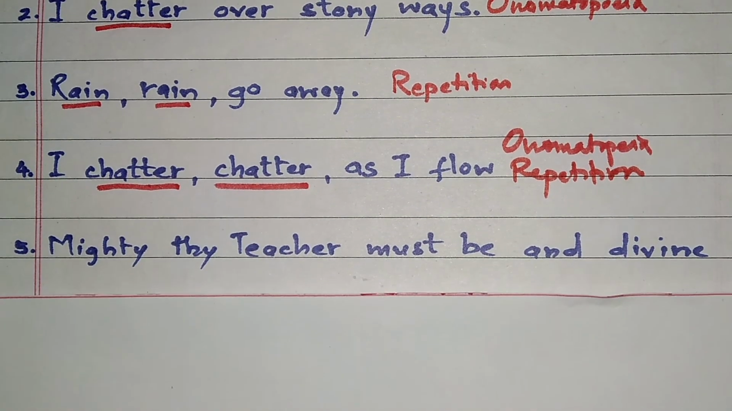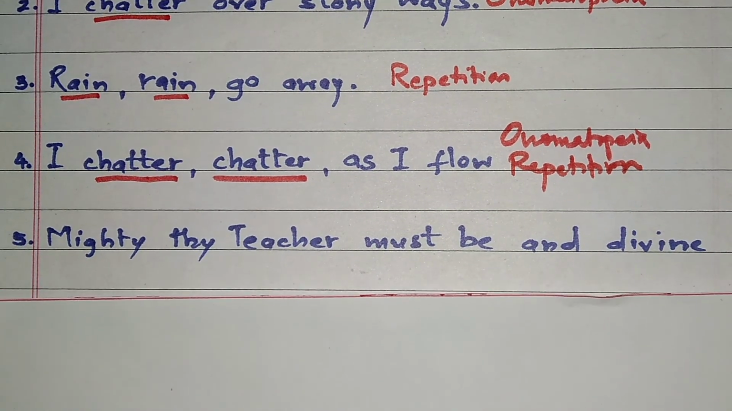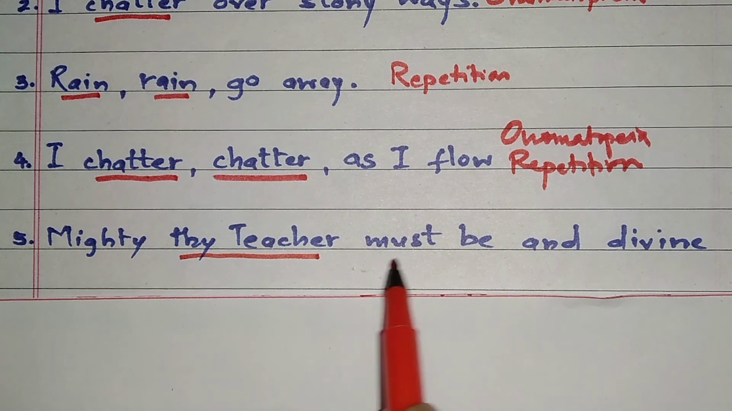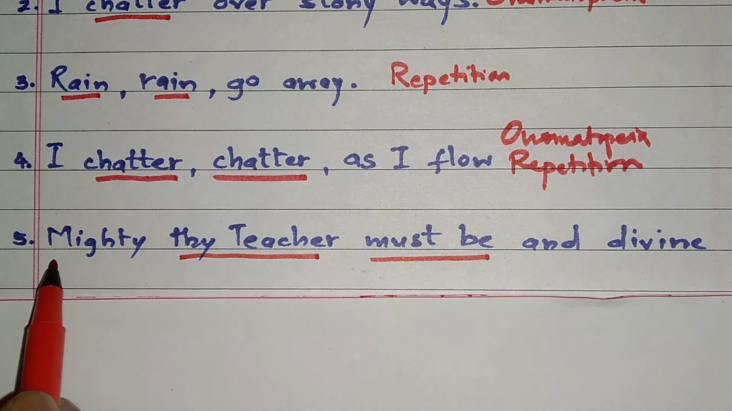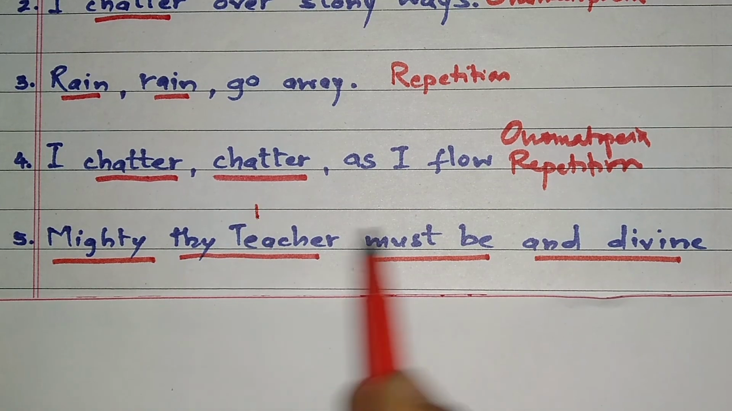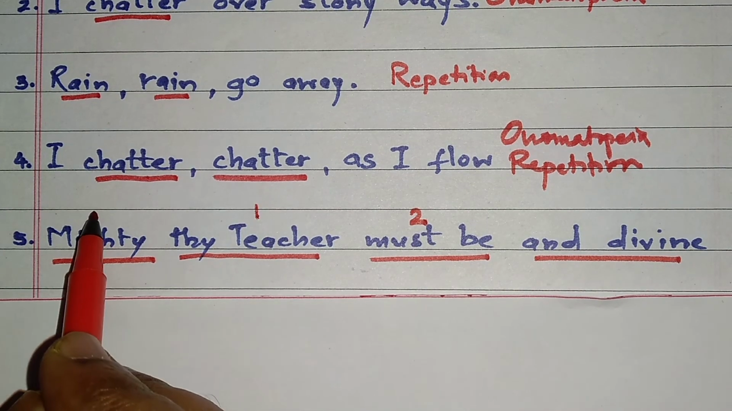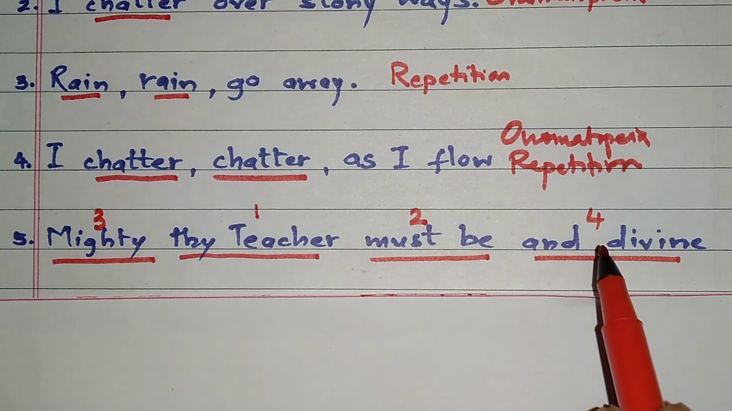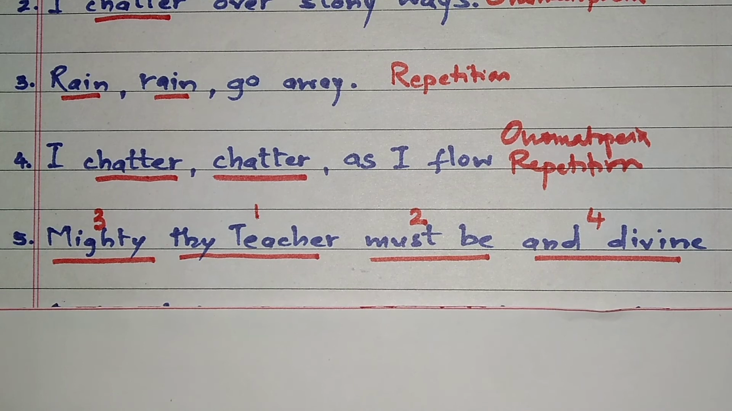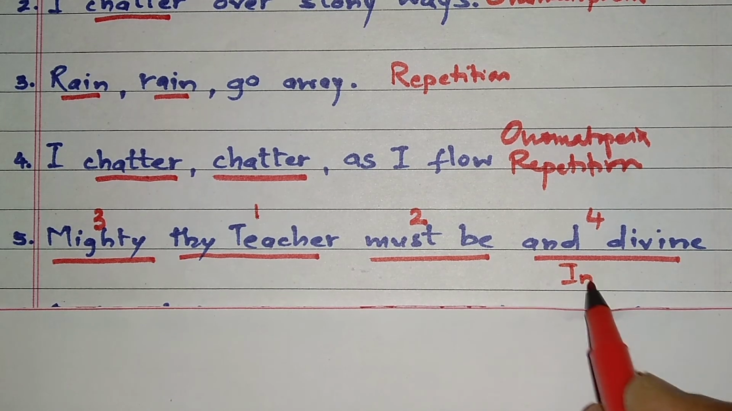Next, mighty thy teacher must be and divine. The words are not in correct prose order. The correct prose order should be thy teacher must be mighty and divine. Yes, you guessed it right. The figure of speech over here is inversion.